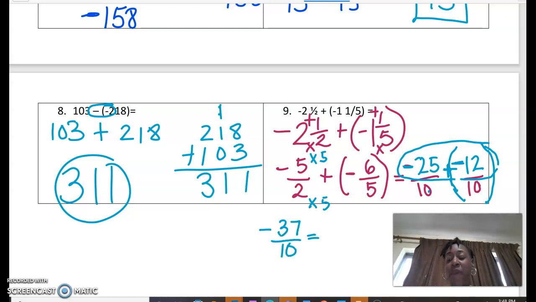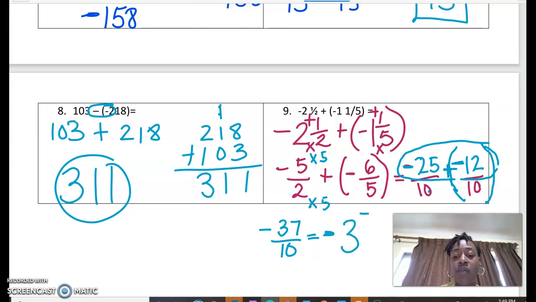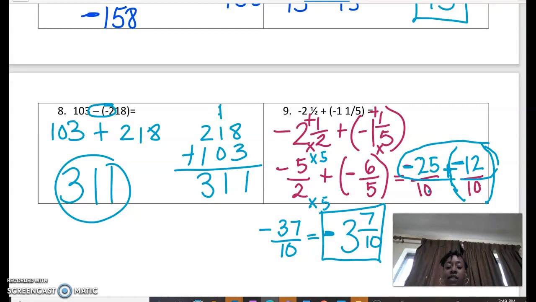Now we got to put that back into mixed number format. How many 10s go into 37? Because remember, this is nothing but a division problem right here. There are 3 10s in 37, so this is negative 3, and there's 7 left over, 7 tenths. How did I get that? By doing negative 37 divided by 10.